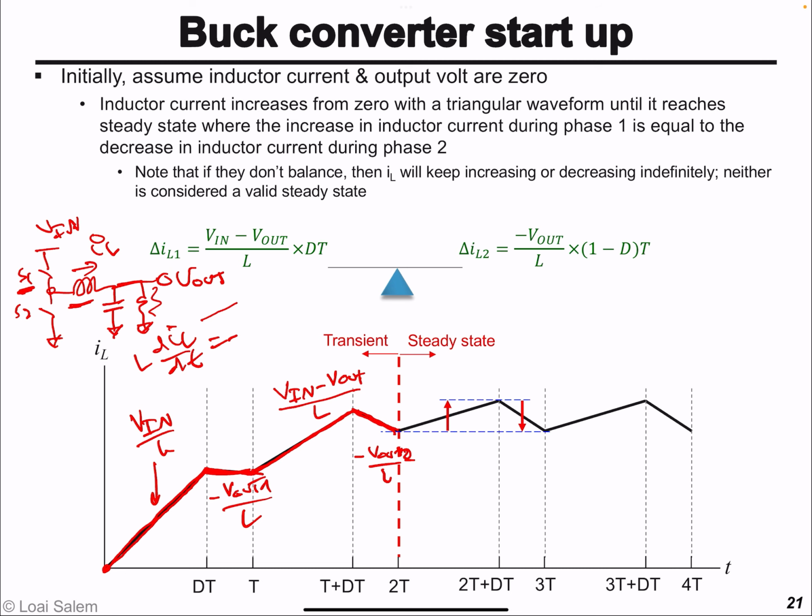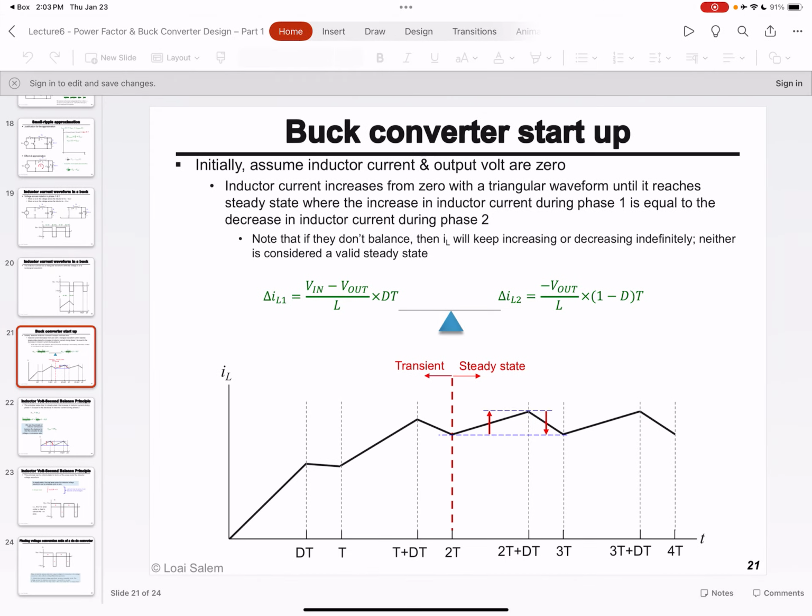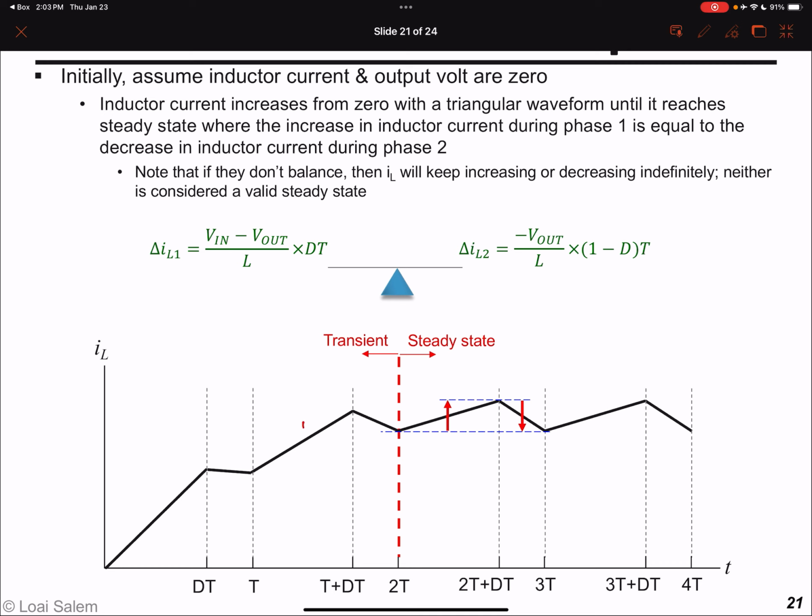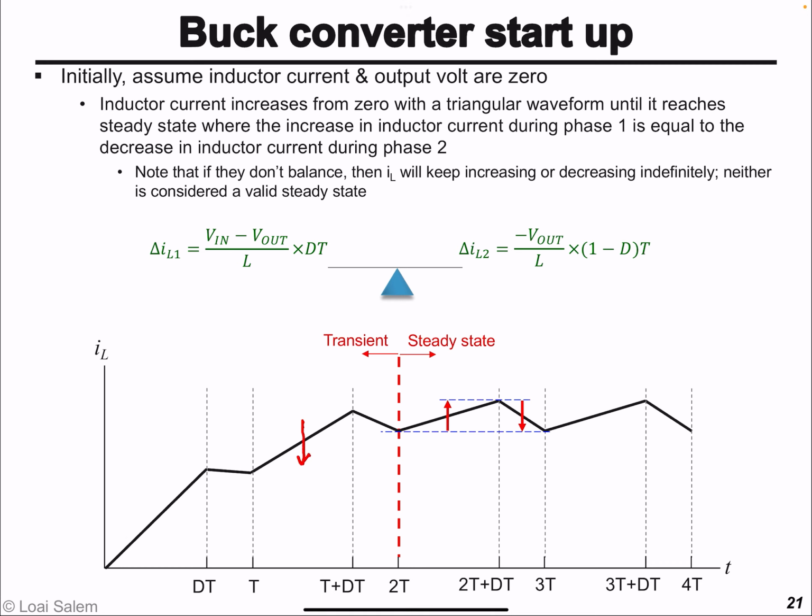So you'll notice that the slope of the inductor current in the first phase decreases with time, while the slope of the inductor current in the second phase is becoming more steep, until at some point the increase in the inductor current during the first phase is equal to the decrease in the inductor current in the second phase. And that's what's called steady state. This is when the converter reaches steady state, when the increase in the inductor current in the first phase is equal to the decrease in the inductor current in the second phase.